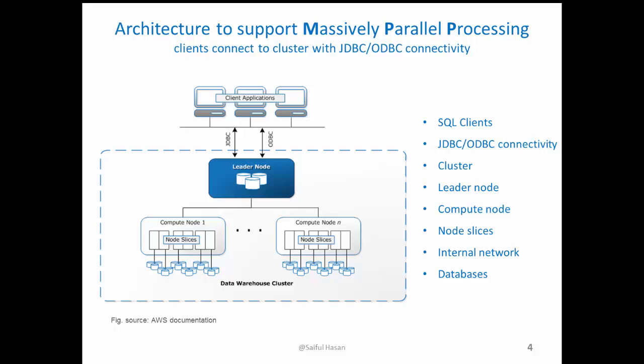Redshift architecture supports massively parallel processing for faster query processing. At the heart of that is a cluster made up of a vast array of computing nodes. These computing nodes are in turn connected to a leader node. The external SQL clients connect to this leader node only through JDBC and ODBC drivers. They have no direct connection to the compute nodes.